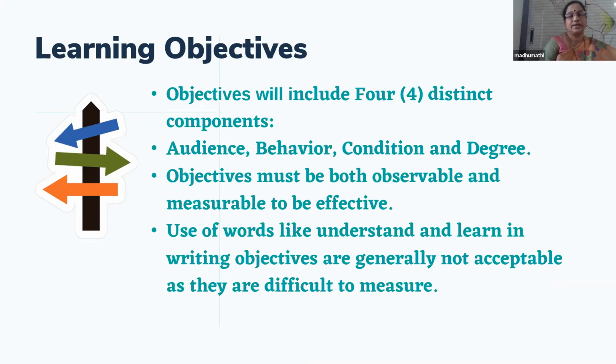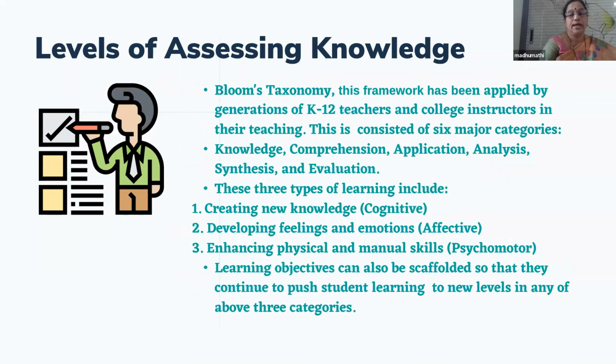Now, the objectives will include, as I said, four distinct components: audience, behavior, condition, and degree. These objectives must be both observable and measurable to be effective. The words understand and learn are generally not acceptable in writing objectives because they are very difficult to measure. That is why we use levels such as remember, that is knowledge, then application, analysis, and then evaluate and create. This is how the knowledge and skills of the graduate are assessed through Bloom's taxonomy, which has been applicable for generations for K-12 teachers and college instructors for their teaching.